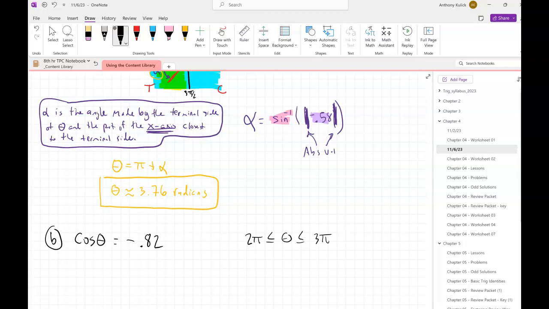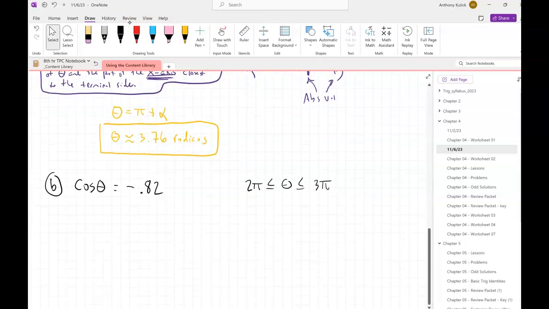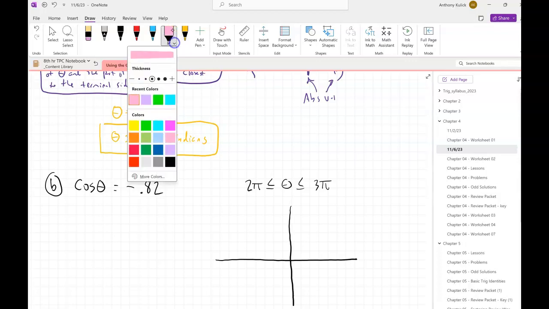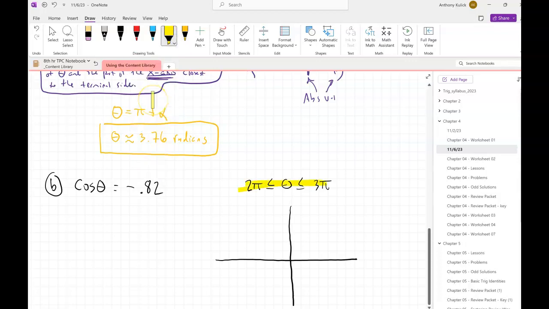All right. Let's do another. So here we're going to do cosine theta equals negative 0.82, where theta is between 2 pi and 3 pi. Everybody cool with the plan? Okay. What do we start by doing? We want to draw our picture. And we'll start by figuring out what quadrant our answer has to lie in.